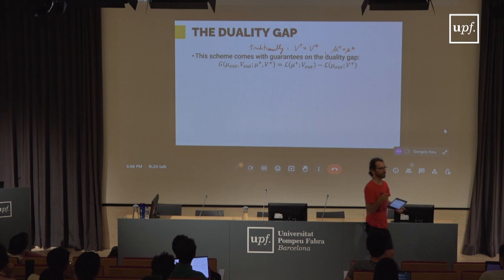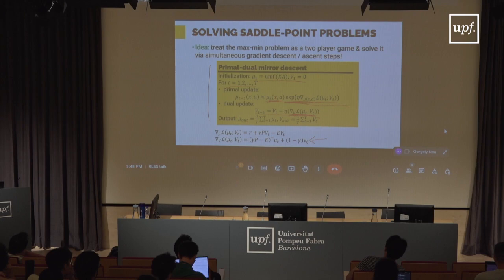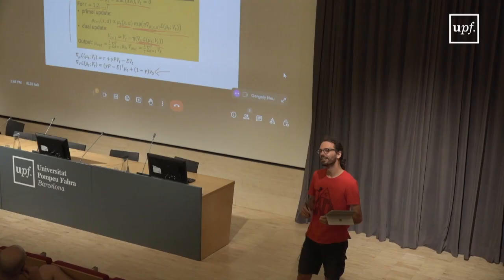Yeah, Jack. Yeah, hi. Perhaps a naive question. Why are we outputting the average occupancy measure in the previous slide rather than the final iterate? Because that should be closer to the optimum. Oh, right? Yeah, right.